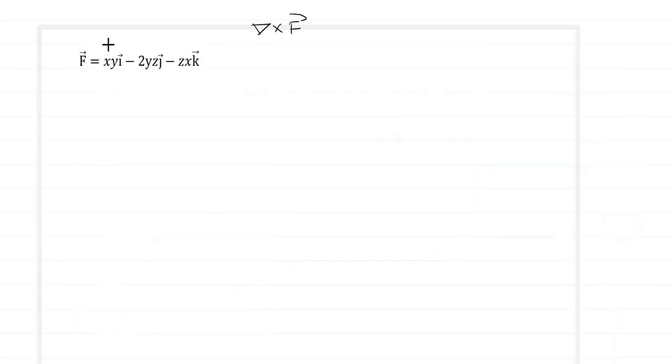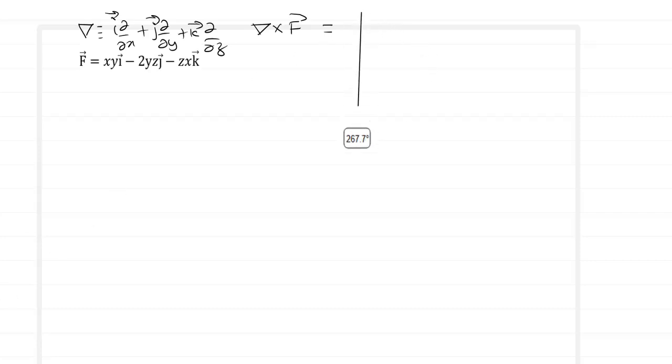So what has been given about F vector? F vector is xy i minus 2yz j minus zx k. What do you know about del? Del is the operator i dou by dou x plus j dou by dou y plus k dou by dou z. So this is going to be my del. When I want del cross F, the cross product is the determinant. So how to get the determinant? I will have to write the inputs now.